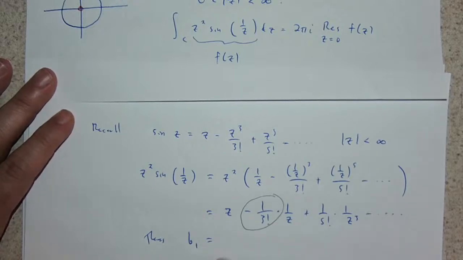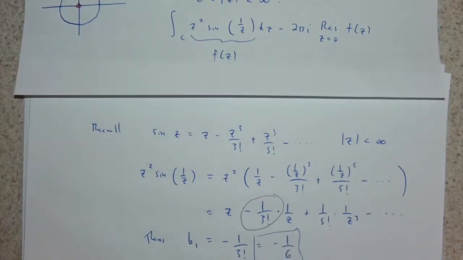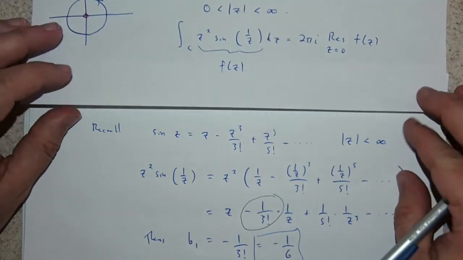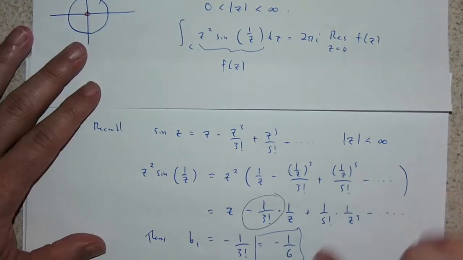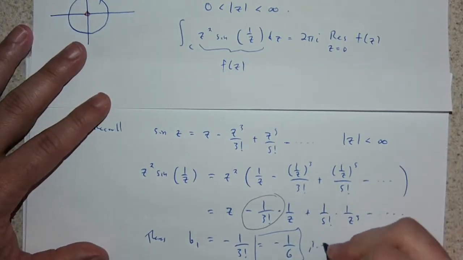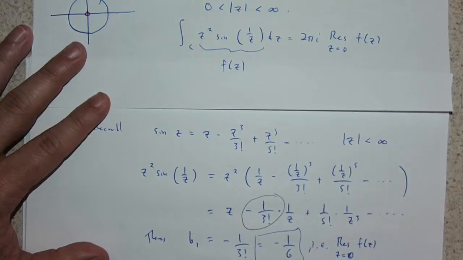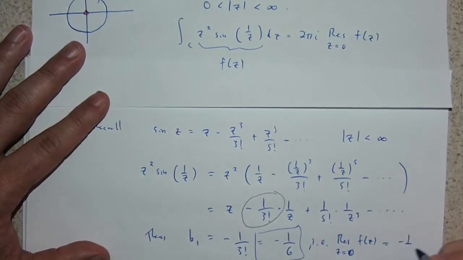Okay, so b sub 1 is minus 1 over 3 factorial, i.e. it's minus 1 over 6. So then what that means, i.e. rewritten in our new notation, the residue at z equals 0 of f of z, in this case, is minus 1 over 6.